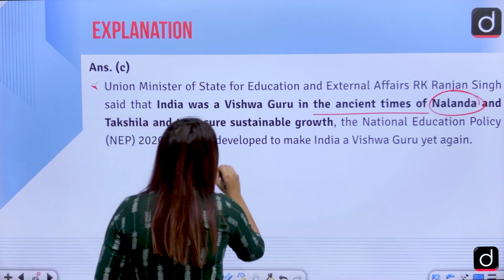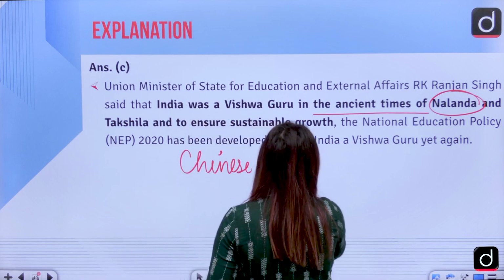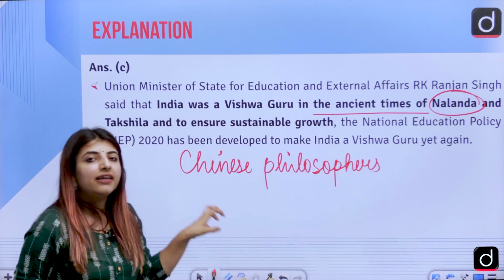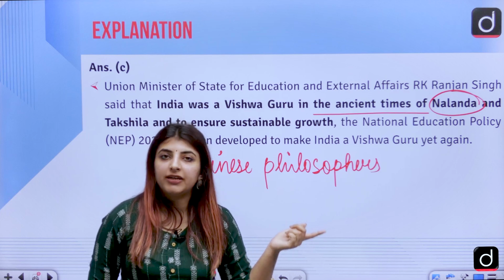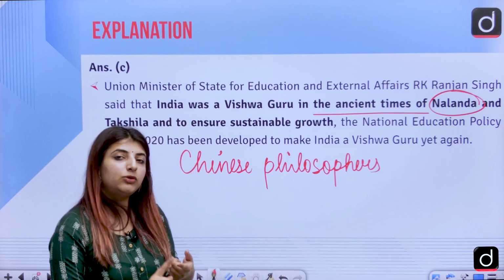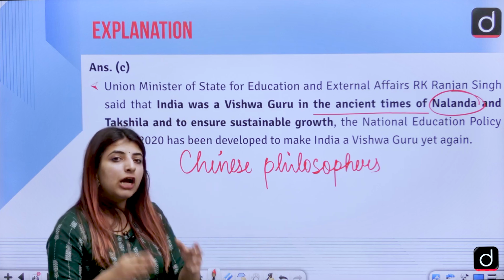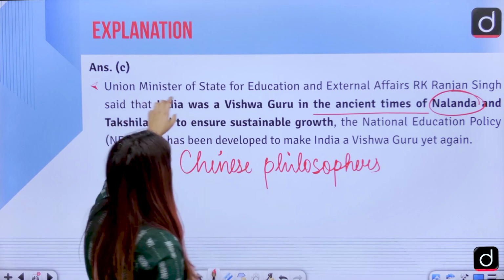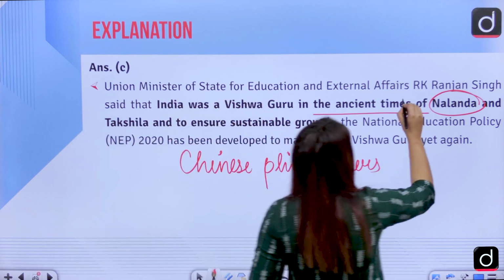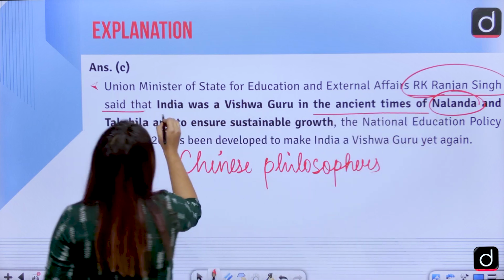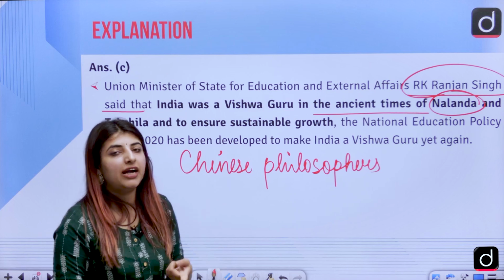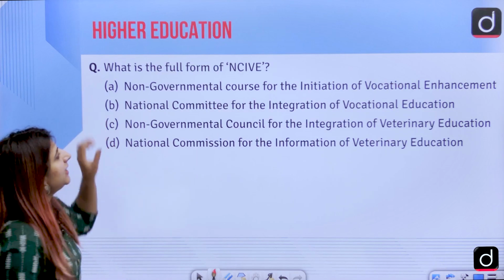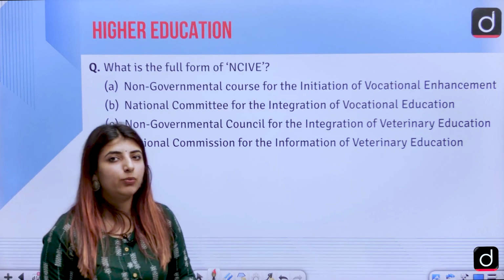So there were some Chinese philosophers as well who were coming to study at those very institutions. At that point of time in the ancient India, India was known as the Vishwaguru because it was teaching multiple people, multiple students from different parts of the world, right? And through the national education policy, the Minister of State for Education and External Affairs, Sir R.K. Ranjan Singh, he has said that we want to restore India again with that very legacy of becoming the Vishwaguru again, right?